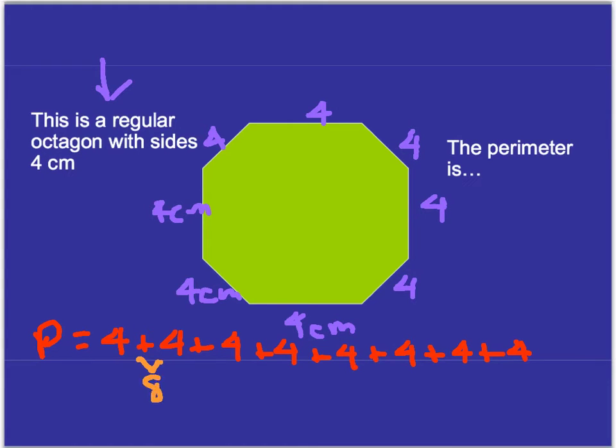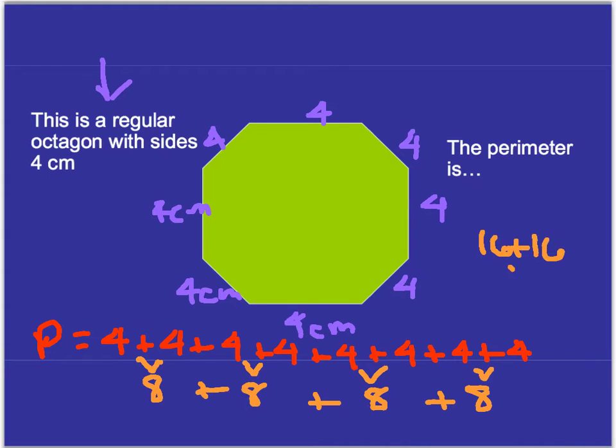4 plus 4 is 8. 4 plus 4 is 8. 4 plus 4 is still 8. And 4 plus 4 is still 8. 8 plus 8 is 16. So now I'm left with 16 plus 16, which is just 32.